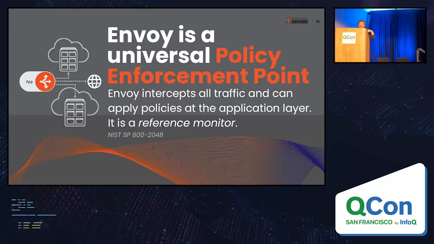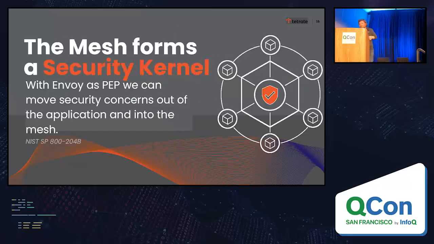If you go back to the old school access control literature from the 1970s, that's where the notion of a kernel comes from. That's where we talk about the idea of a reference monitor, the thing that intercepts all the traffic and enforces policy. Extending that, the service mesh itself, and this is one of the key reasons the NIST folks were so interested in the mesh, can potentially be that security kernel for our modern distributed system.